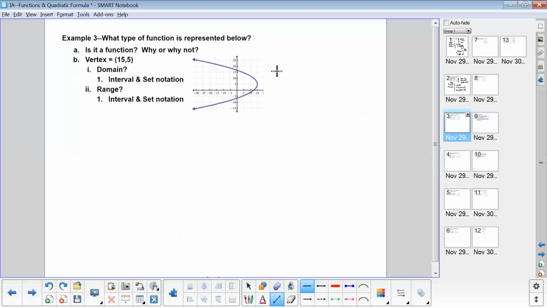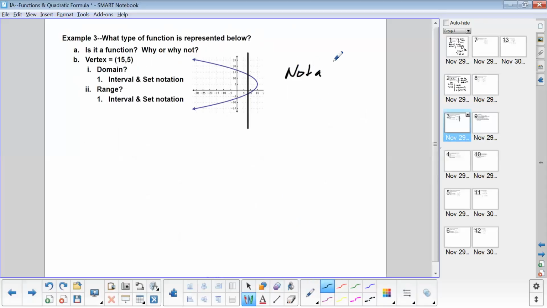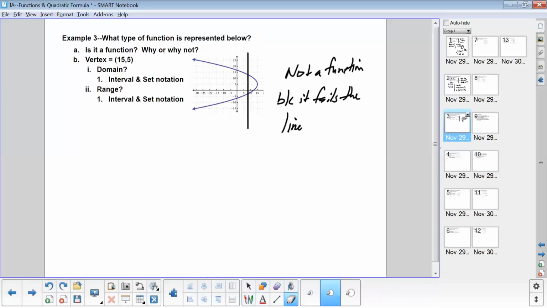Check the line test here, and we see that it fails. So this is not a function because it fails the line test.